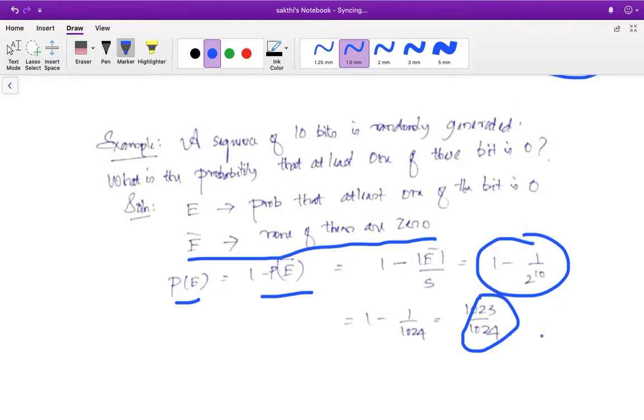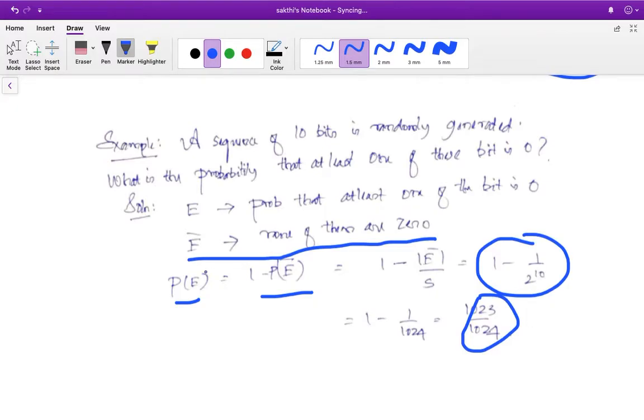Okay, so that is the example which shows that instead of calculating P of E, we try to find it through P of E bar. Okay, so that is the application of the first theorem.